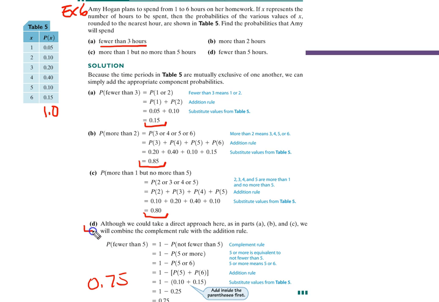0.75 for D. Now, if you have one like this on your homework, you're going to have to look carefully at the chart and know the protocol to solve it. Where, depending upon what is in, let's say, A, fewer than 3 hours, well, that would be 1 hour and 2 hours. It would just be adding these two together. And look through this and give it a study.